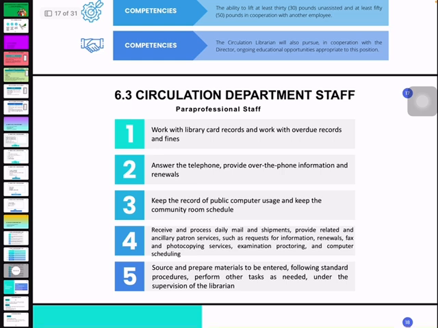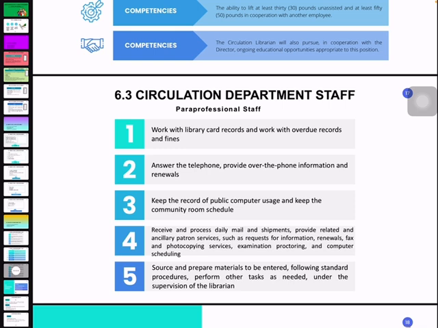Okay, now, the paraprofessional staff in the circulation department, as I mentioned before, should be assistant librarians. So, what they have to do is work with the library card records and work with overdue records and fines. Kalau misalnya tak ada library card, they need to work with the system. Identify who has overdue records and who has fines to pay. Then they need to answer the telephone, provide over-the-phone information and renewals. They have to assist users through the phone as well.